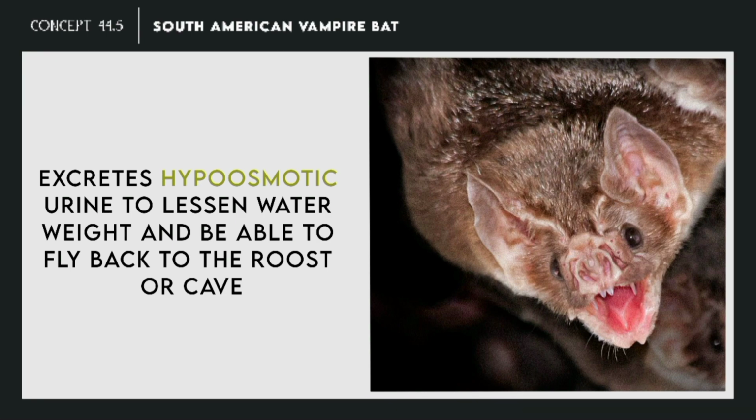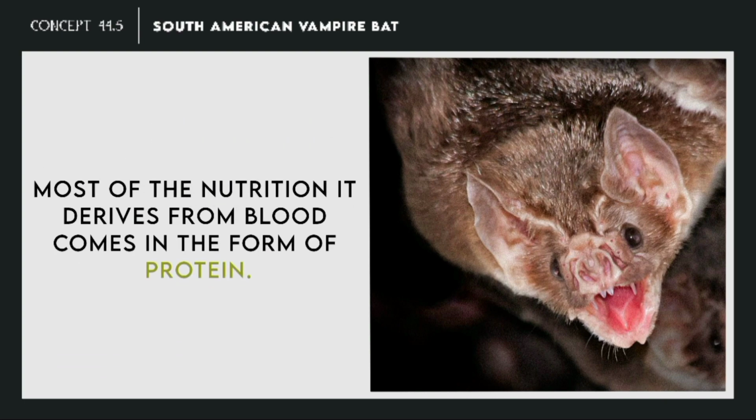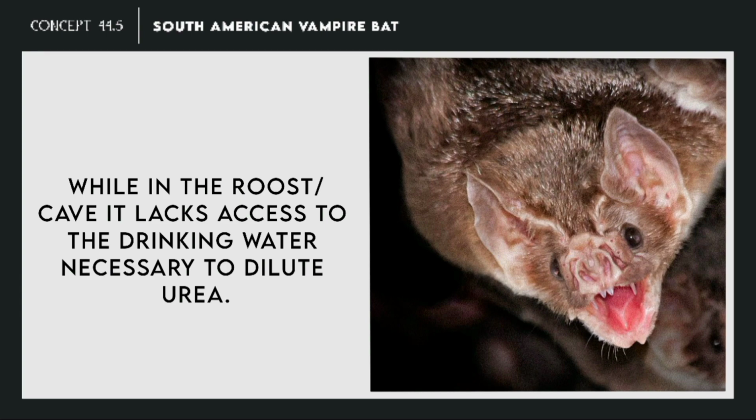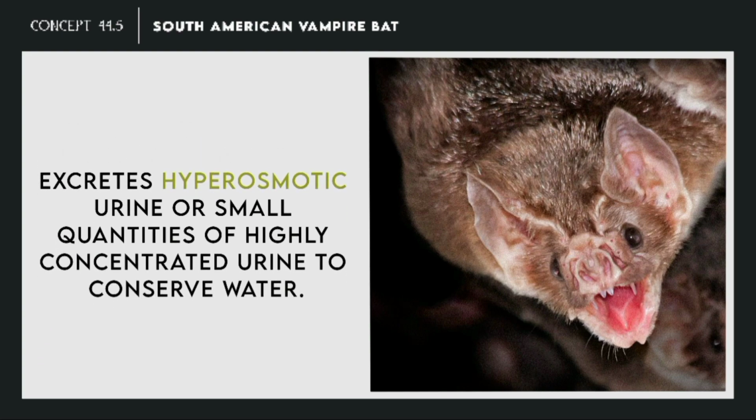In the roost, vampire bats encounter a new regulatory problem. Most of the nutrition they derive from blood comes in the form of protein, and digesting protein generates large quantities of urea, which can cause health problems. But the vampire bat lacks access to the drinking water necessary to dilute this substance. So their kidneys shift to producing a small quantity of highly concentrated, or hyperosmotic, urine. It is an adjustment that disposes of the urea load while conserving as much water as possible.